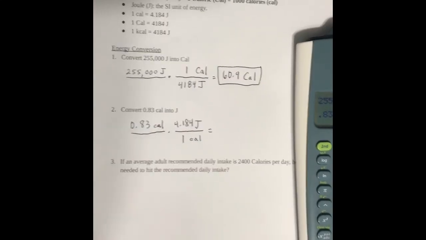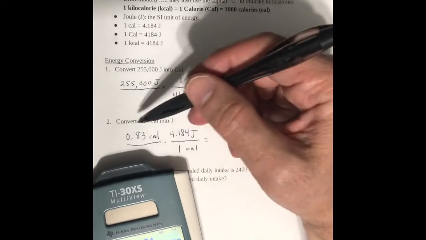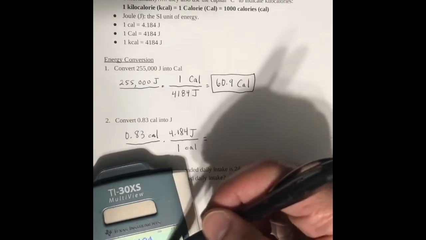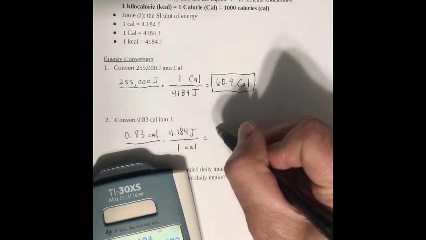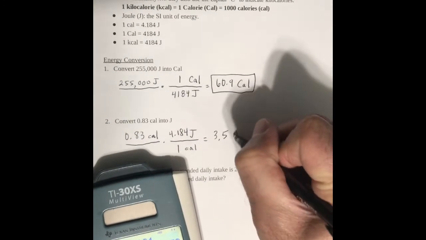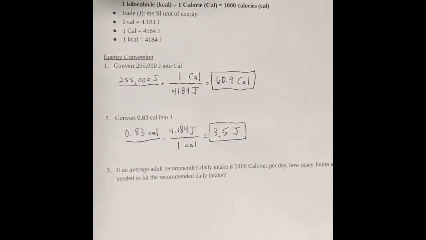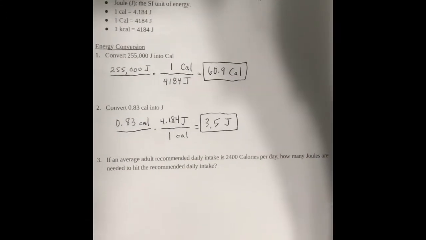0.83 times 4.184, and we end up with this, which, significant figures, there's 2 here, so we need 2. It's 3.4. The 7 rounds it up, so 3.5, and our label, joules. Okay. All right. Last one is the same idea.